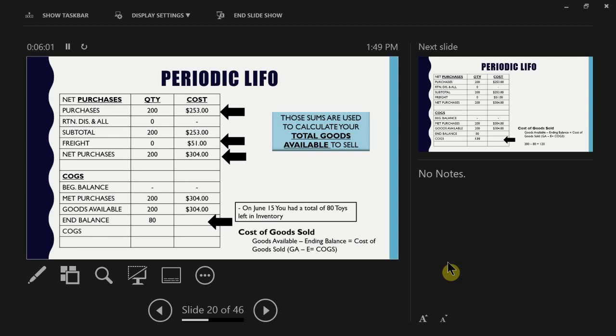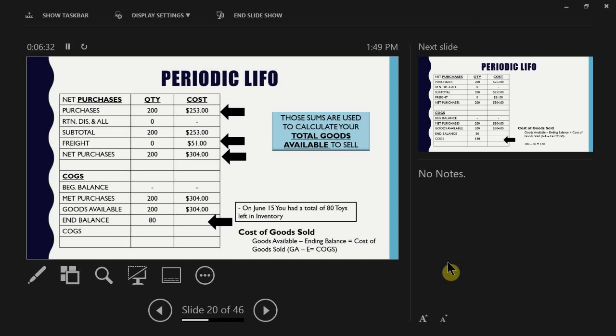So we subtract those two numbers to get my subtotal, and since I didn't have any returns or allowances, I'm still going to end up with 200 items at $253. Then I'm going to add my freight. Freight doesn't increase quantity, but it increases your cost. So now I have a total of 200 items at $304, and that's my net purchases.